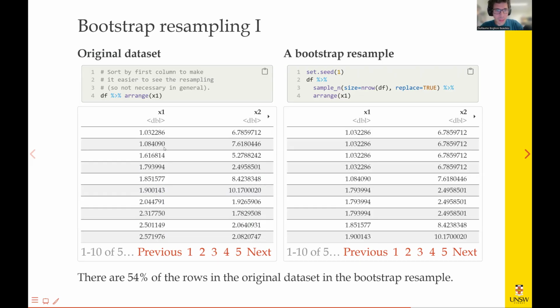For example, let's try to find an example of that. So 108 and 761 is here again. And by the way, here we're bootstrapping the rows, right? So it means if you had 1.03 here and 6.78 for x2, those are still attached, right? So rows are replicated, but they're not shuffled. That's actually quite important. So here the 1.03, 6.78 will always be also here, 1.03, 6.78, and so on.